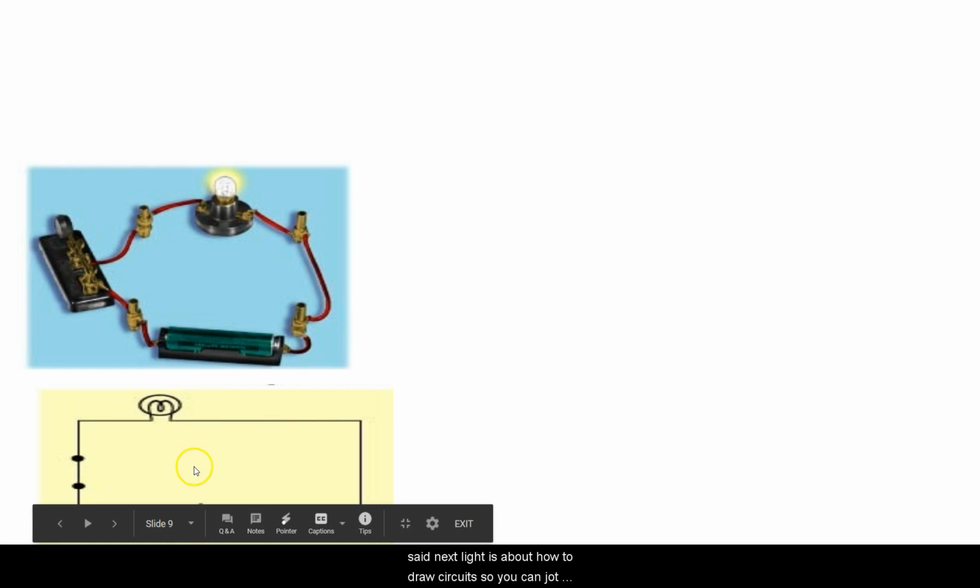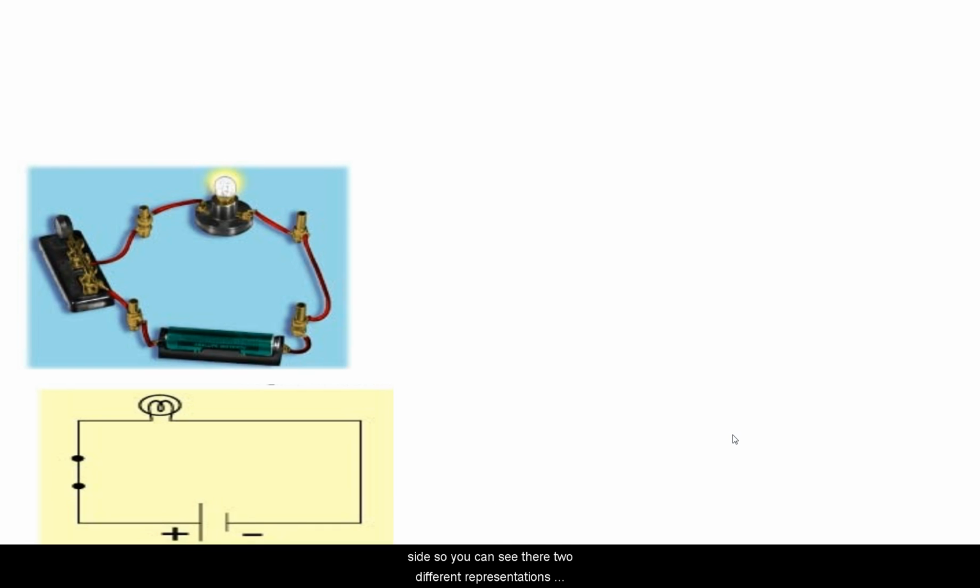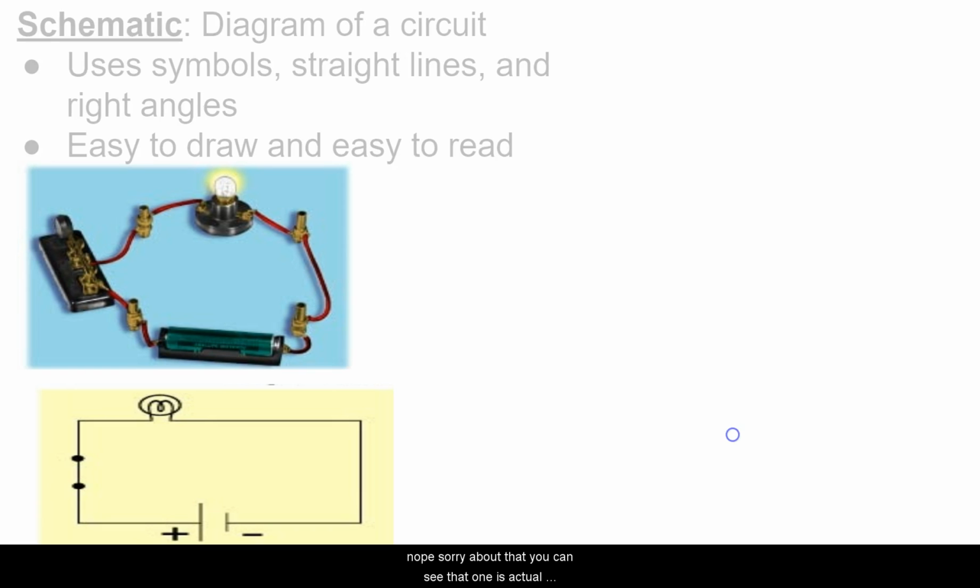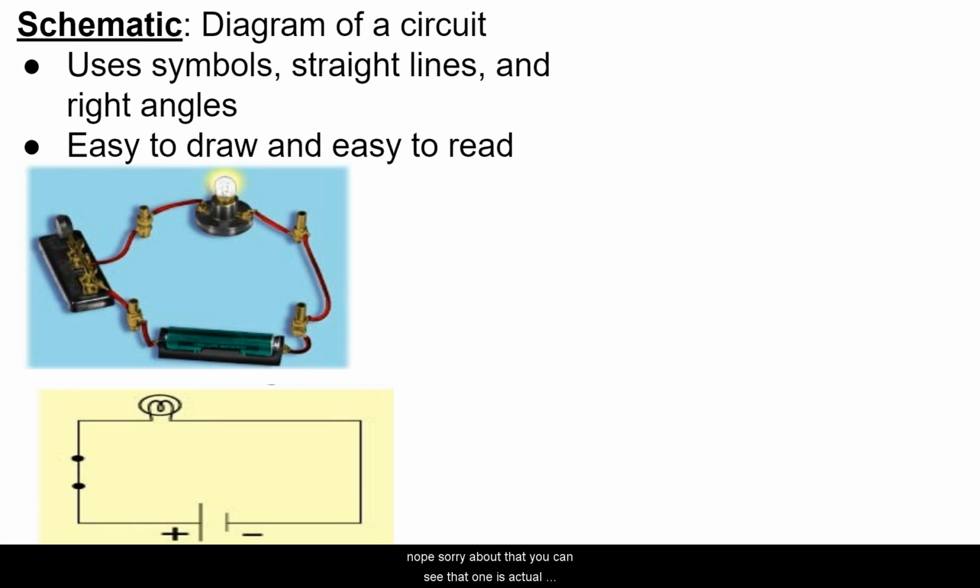Here you can see there are two different representations. Sorry about that. One is an actual picture and the other is what I would call a schematic. A schematic is just a diagram of a circuit. You use symbols and straight lines and right angles. It's easy to draw and much easier to read.